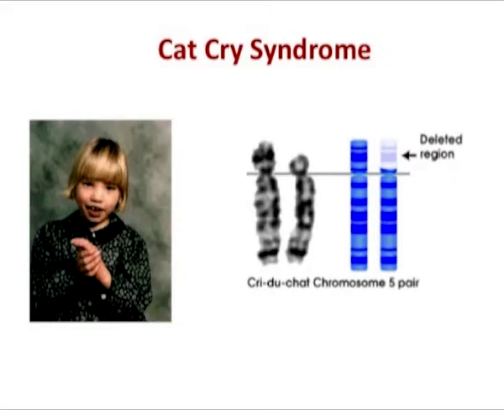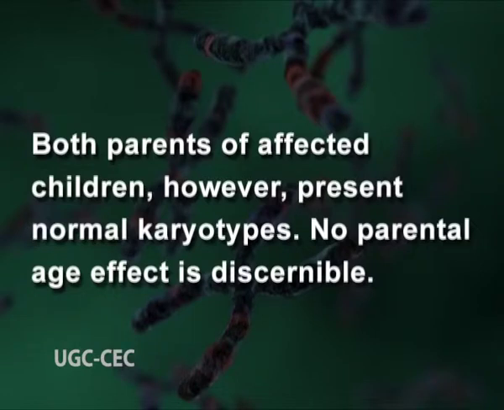This disorder results due to a deletion of a segment of the short arm of chromosome 5, precisely the parts of the bands 14 and 15 and the region in between. The karyotype is thus represented as 5 del p14 p15. In most cases, the deletion arises during gametogenesis in one parent or the other. Both parents of the affected children, however, present normal karyotypes. No parental age effect is discernible.